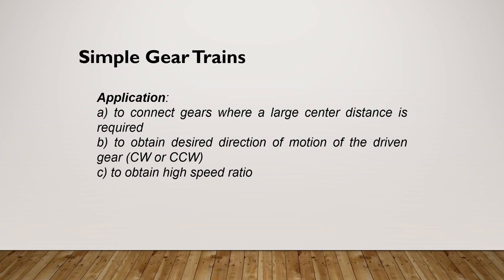Third is to get a high speed ratio. If you want to get a high speed ratio, there are N1 and N2 that we saw in the previous two parameters. If you want to get a higher ratio in that regard, you can make use of the simple gear train.